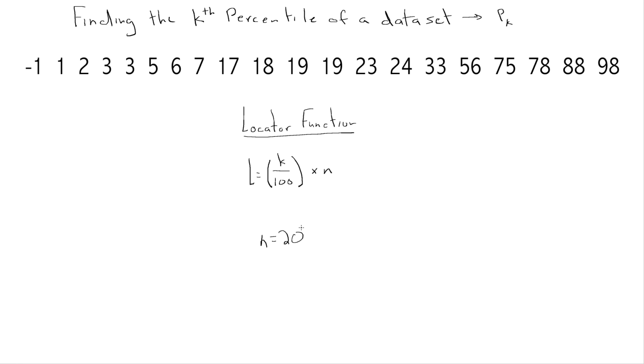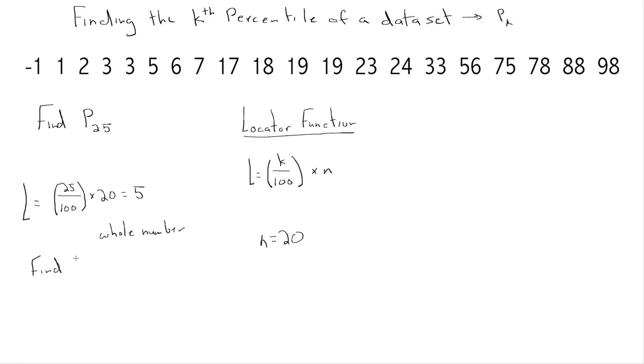Now we'll go through and compute two examples of this because there are two special cases. First off, we're going to find the 25th percentile of this data set. So we'll start by computing the locator value, meaning we're going to do 25 divided by 100, and we'll multiply that times 20, and that's going to give us 5. Now the important thing here is that 5 is a whole number. When we have a whole number for our locator value, we do one specific thing.